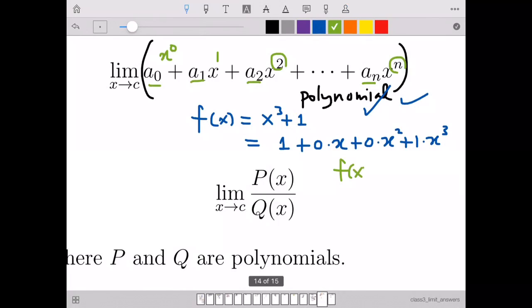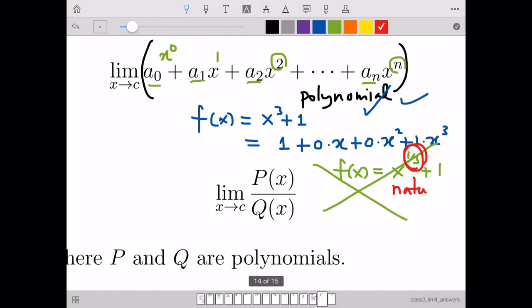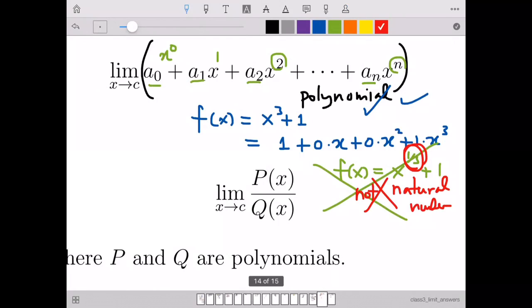Whereas f of x equals x to the 1/3 plus 1 is not a polynomial because 1/3 is not a natural number. Natural numbers are 1, 2, 3, etc. These are natural numbers. But 1/3 is a fraction. It's a rational number, not a natural number, right? So it is not a polynomial.